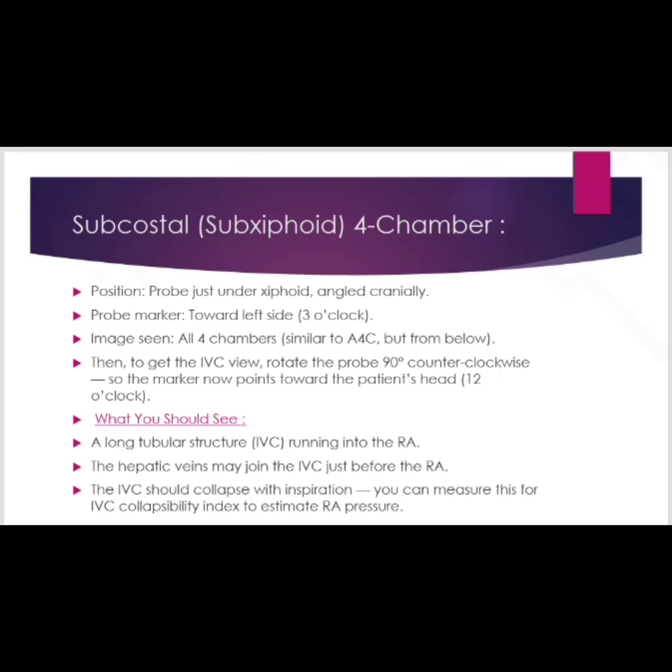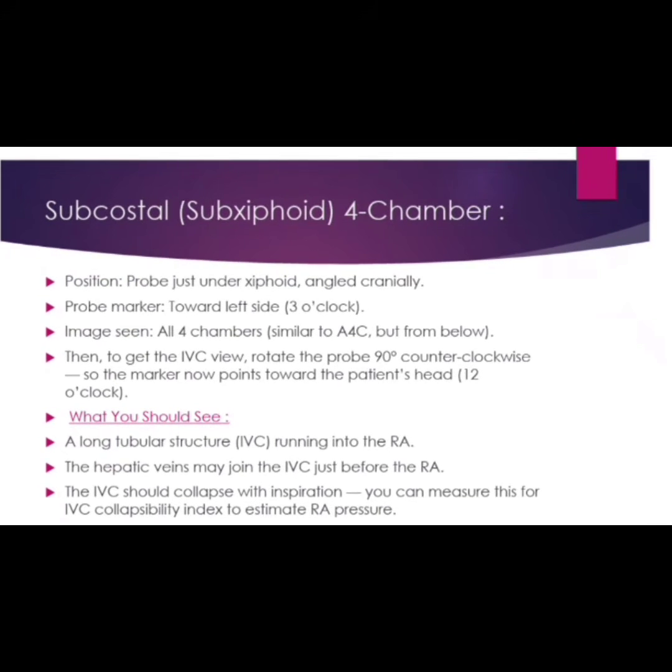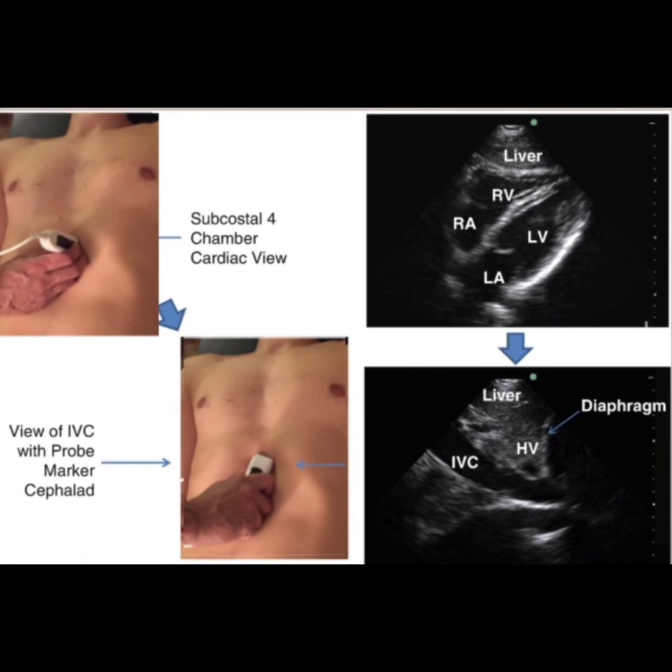The hepatic veins may join the IVC just before the RA. The IVC should collapse in inspiration. You can measure this for the IVC collapsibility index to estimate RA pressure. This is the subcostal view. See the probe position, and to differentiate the view, see the marker direction.